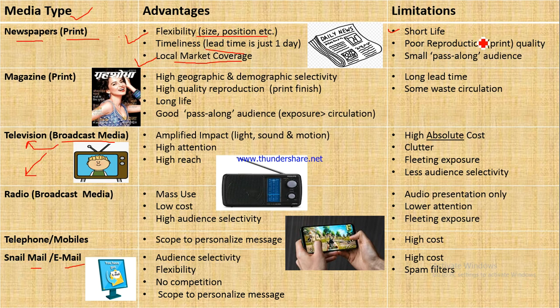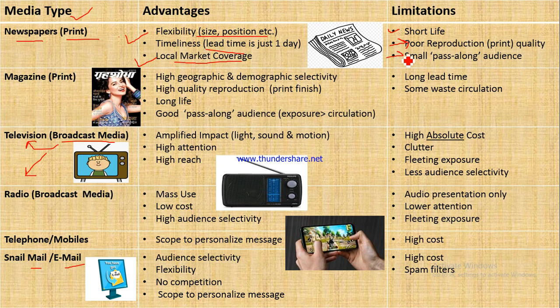Again, poor reproduction quality. What do we mean by this? Many a times the paper that is being used by newspapers is not of a very good quality. It is not a very glossy paper. It's a very rough kind of a paper, and that is why the quality of the illustration may suffer. The quality of the visuals in your advertisement may suffer. So that is what we mean by poor reproduction or print quality.